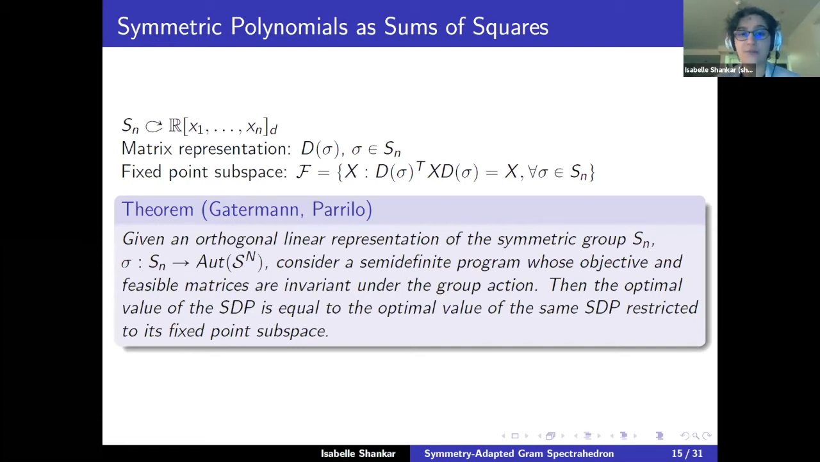So if we have some semidefinite program that is invariant under a finite group G, then we can restrict to the fixed point subspace induced by the matrix representation that you have. And that means that we can look at polynomials invariant under any finite group action.